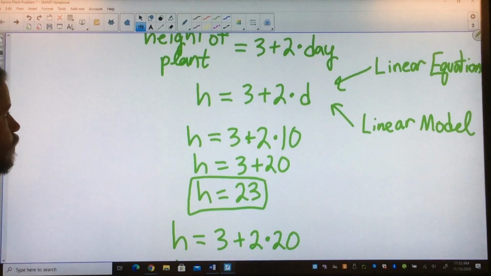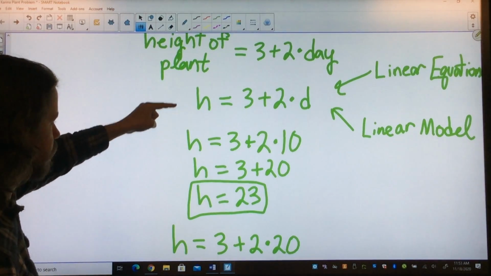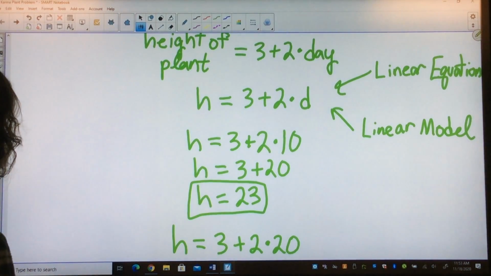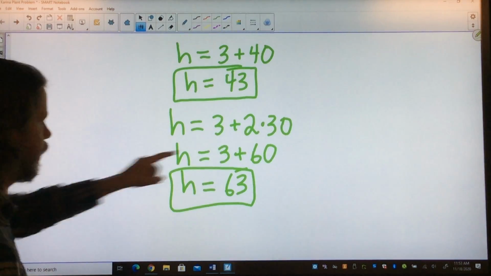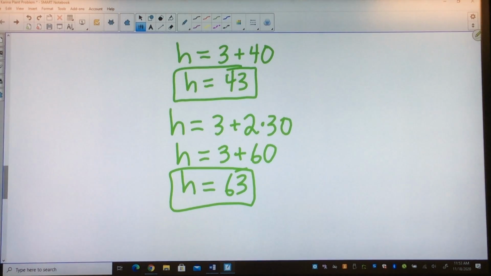And from that model, we made predictions of the height at 10, at 20, and at 30 days.